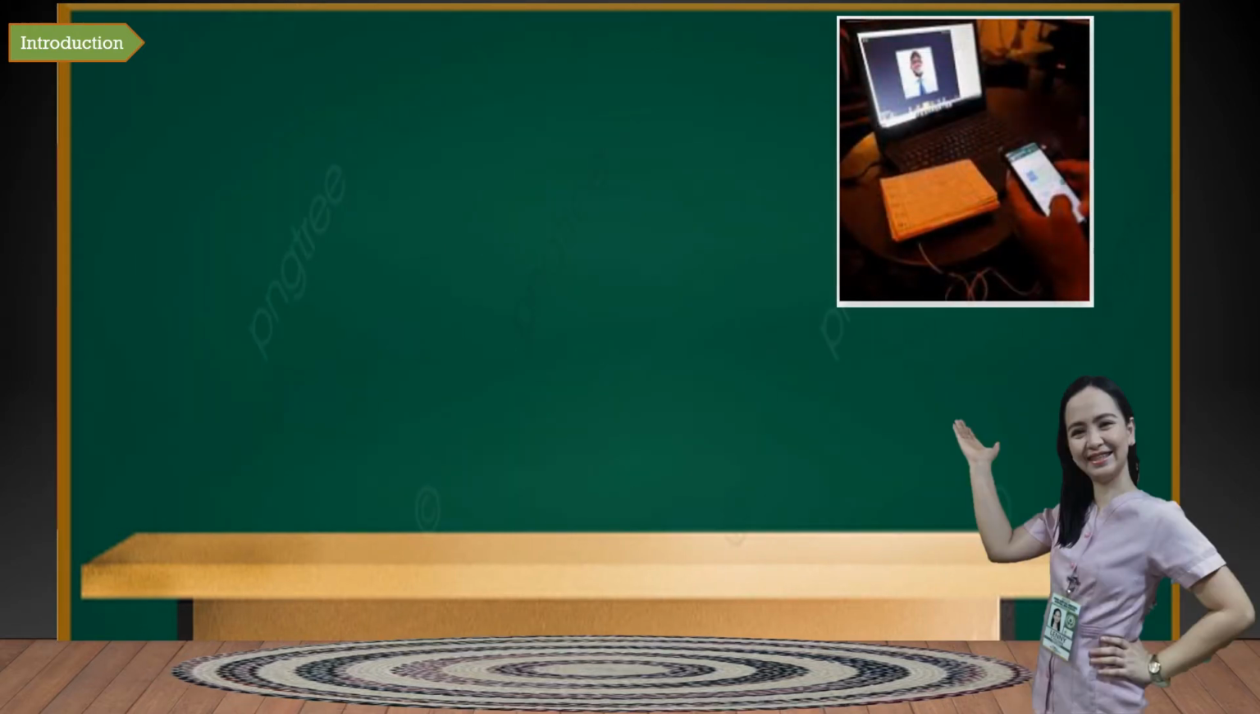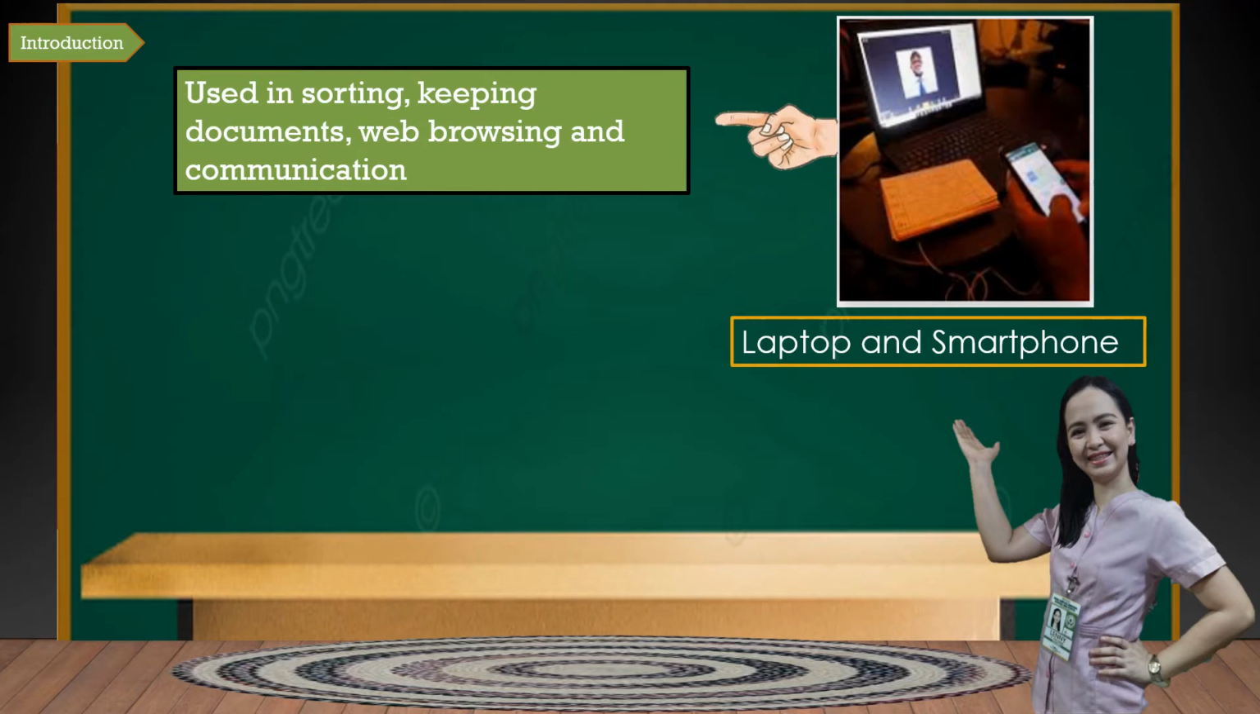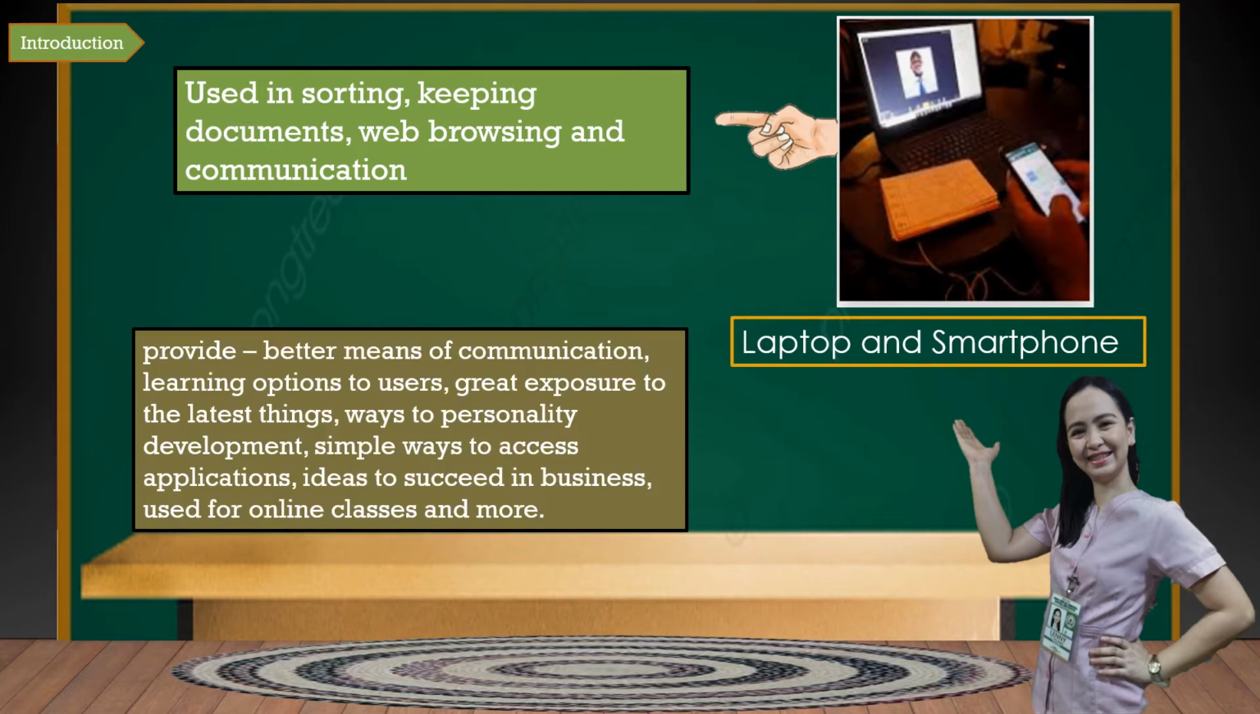Very good. The first picture is a laptop and smartphone. It is used in storing and keeping documents, web browsing, and communication. It provides better means of communication, learning options to users, great exposure to the latest things, ways to personality development, simple ways to access applications, ideas to succeed in business, and it is used for now for online classes and many more.